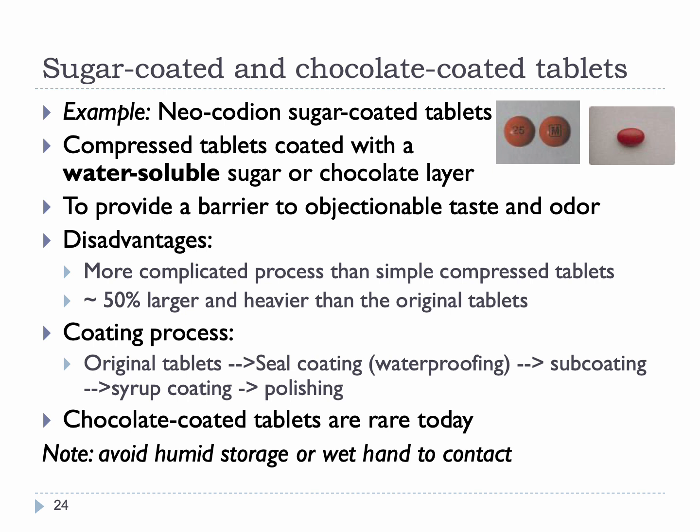The next type of tablets are tablets coated with sugar or chocolate. This kind of tablet is usually used to mask the bitter taste of the drug. So some sugar or chocolate can be coated on the surface to improve patient acceptance. An example of sugar-coated tablets is Neocordion sugar-coated tablets.